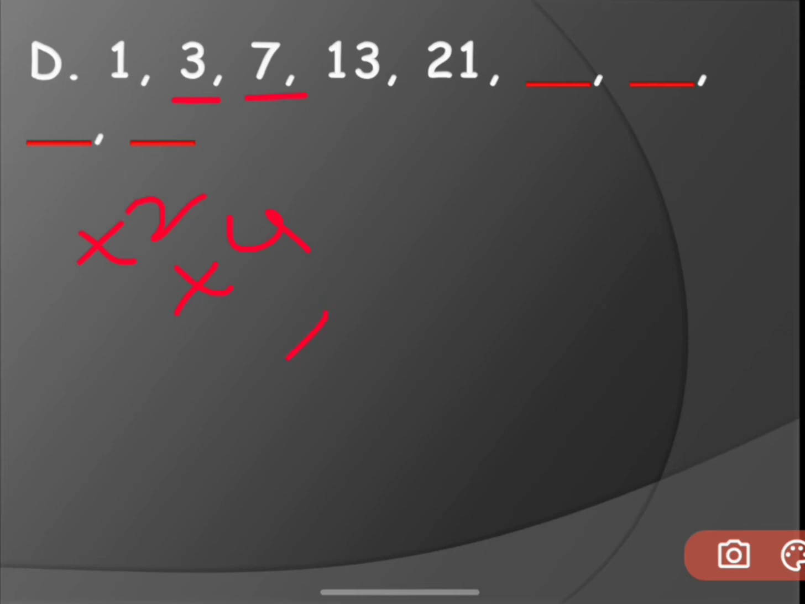And 7 plus 6 will give us 13, isn't it? And for 13, if you add 8, you will get 21. 13 plus 8, 21. That means here they are adding the skip counting of 2, isn't it? 2, 4, 6, 8 is skip counting of 2, or you can say the multiplication table of 2.